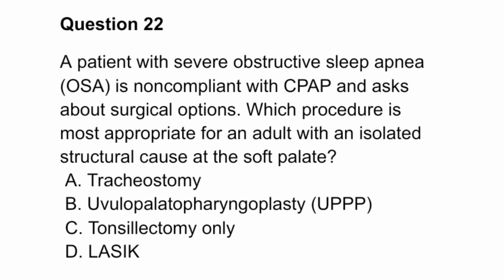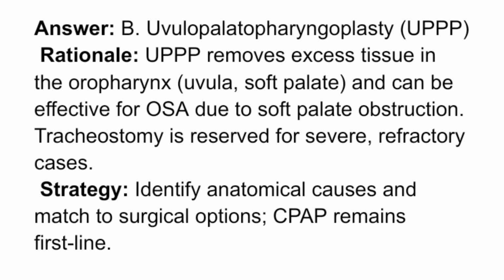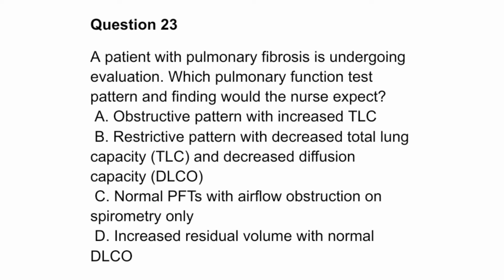C. Tonsillectomy only. D. LASIK. Answer: B. Uvulopalato-pharyngoplasty, UPPP. Rationale: UPPP removes excess tissue in the oropharynx, uvula, soft palate, and can be effective for OSA due to soft palate obstruction. Tracheostomy is reserved for severe, refractory cases. Strategy: identify anatomical causes and match to surgical options. CPAP remains first line.